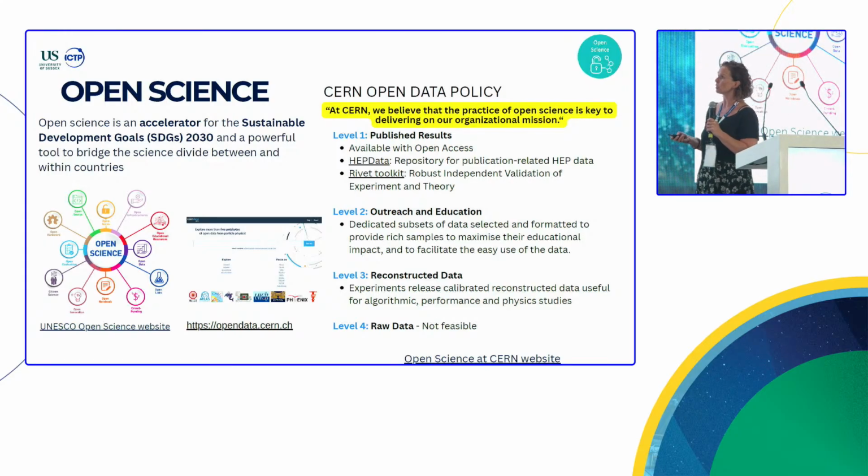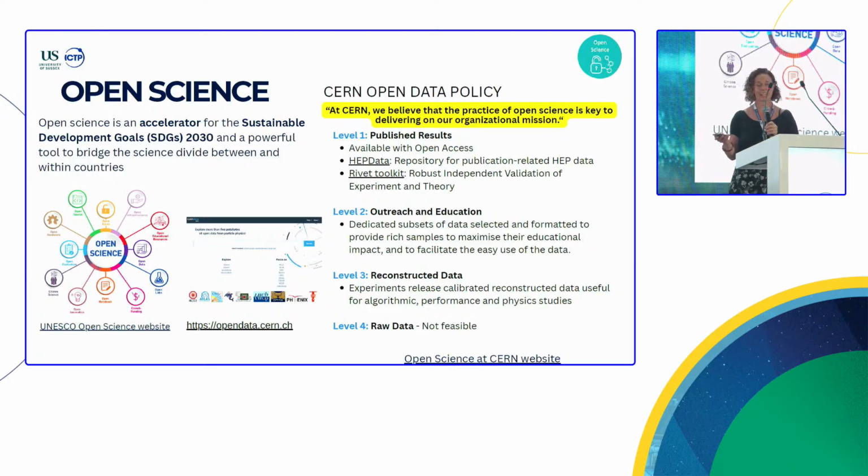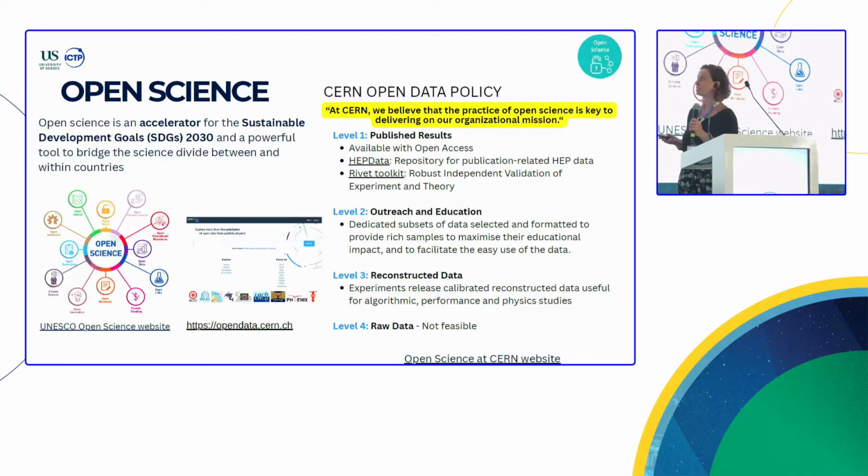Open science is really important, not just in physics, in all of scientific industries. It's a push from UNESCO, and they've really identified it as an important accelerator towards sustainable development goals. We really must do that. It helps bridge the gap between and within people within countries. And so CERN have really been an incredible driver of open science since the very beginning. On ATLAS and CMS, we've been going about 12 years. CERN really started this at the beginning.